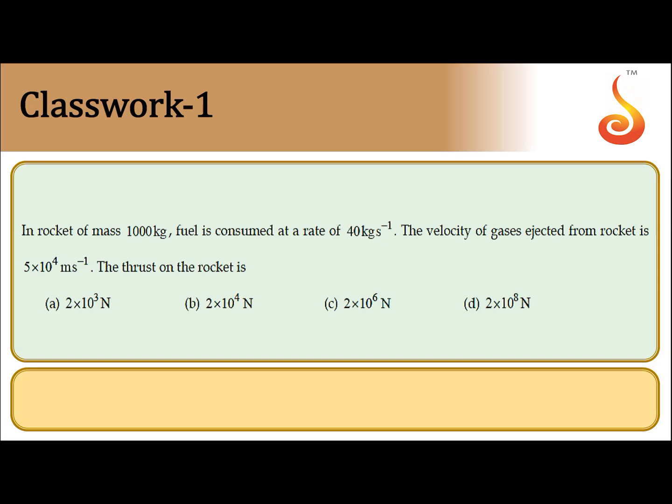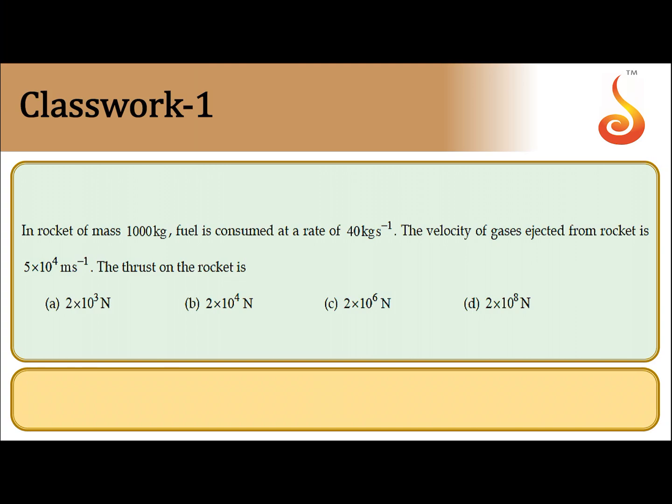In a rocket of mass 1000 kg, fuel is consumed at a rate of 40 kg per second. The velocity of the gases ejected from the rocket is 5 × 10^4 meter per second. The thrust on the rocket is. Let us see how to solve this problem.